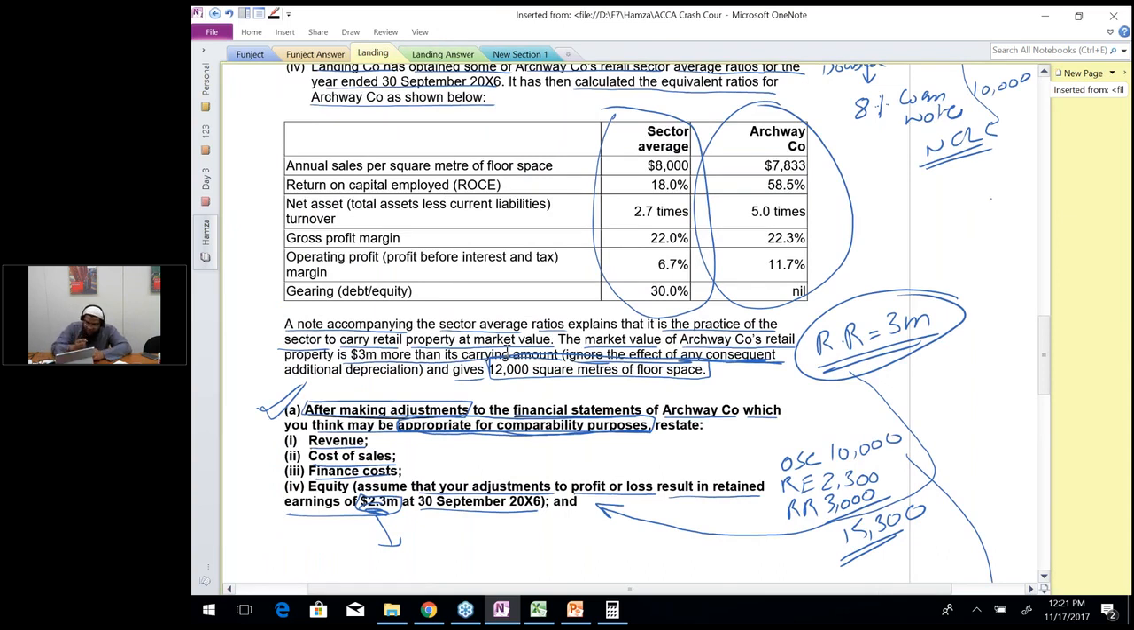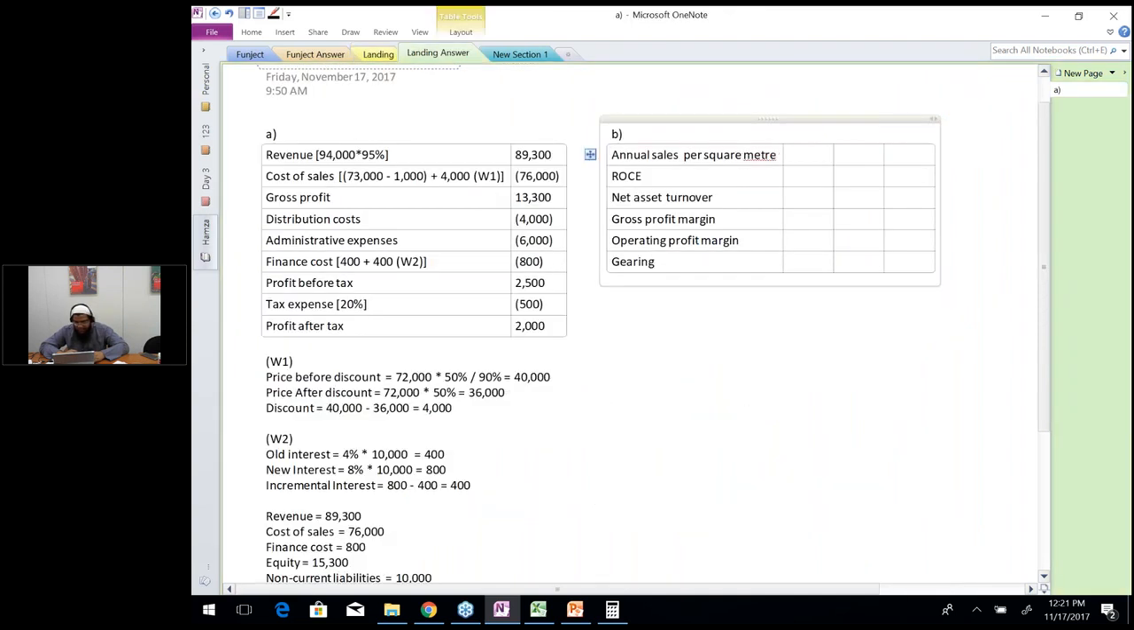And to calculate the first ratio, annual sales per square meter, the question has given us the square meter are 1200. So I'm going to use this 1200. So in the answer, I'm going to say the revenue, which is 89,300 divided by 1200. This is going to be the value of the square meter. We have used it in this ratio. Hamza, actually the question has mentioned that use 2300. That's why we are using 2300. Otherwise, we would have used the value that you have calculated.